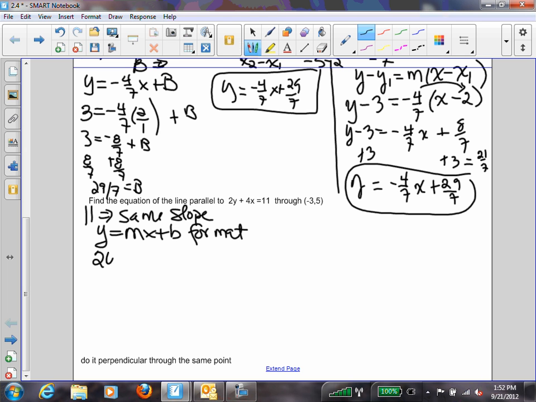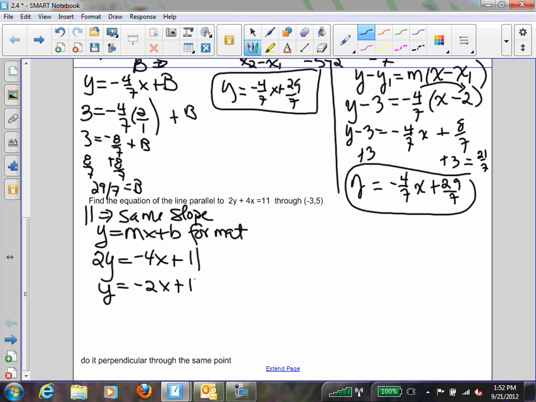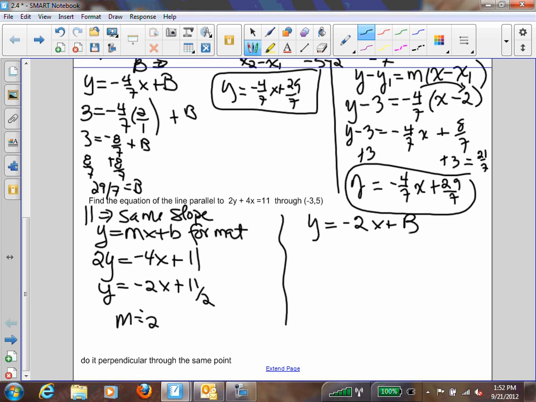So that means 2y is equal to negative 4x plus 11, right? Because I'm going to move the 4x to the other side. Are you with me? And then I divide by 2, but every term gets divided by 2. And so 2 into 4 is twice, correct? So from this, we find that our slope is what? And that's what we take to the next problem. And we say, well, then y is equal to negative 2x plus b.